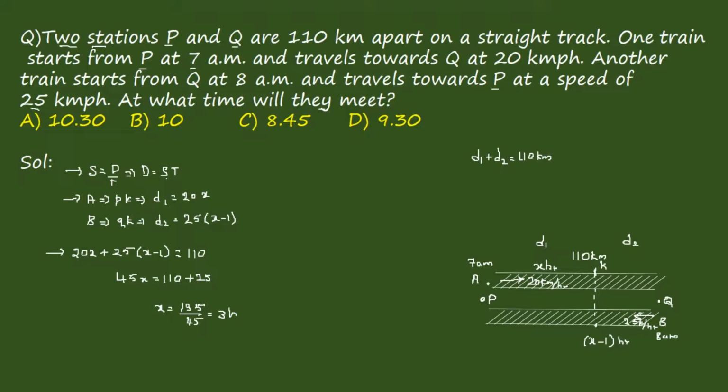So A would be moving to point K. It will be taking 3 hours. So from 7 a.m., plus 3 hours, is where they would be meeting, which is equal to 10 a.m. You consider B. X minus 1 is 2 hours. So B would be starting at 8 a.m. So after 2 hours it becomes 10 a.m. only. So both of them would be meeting at 10 a.m. So option B. Now coming to the next question.